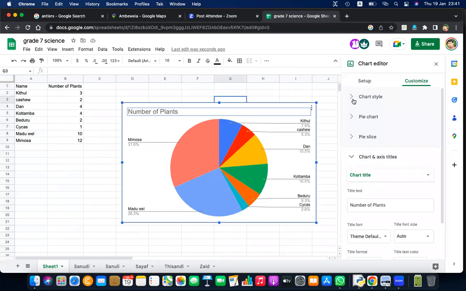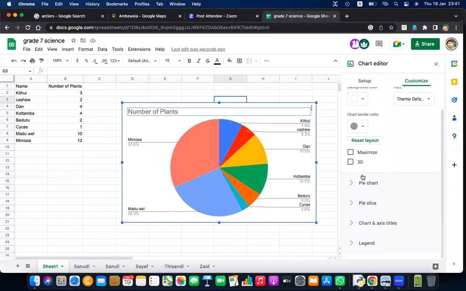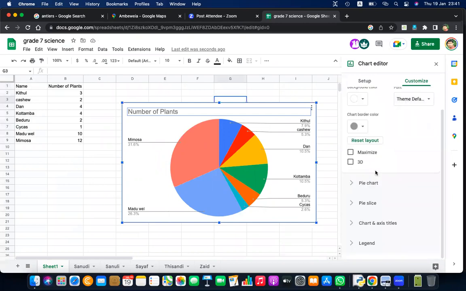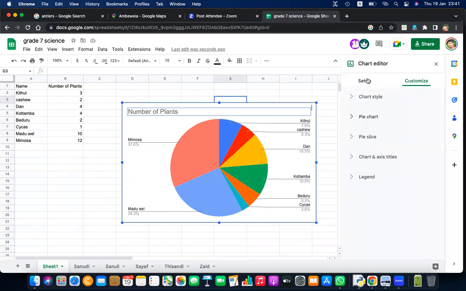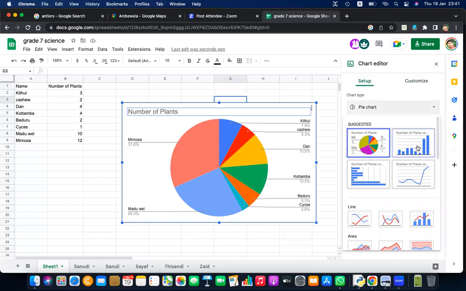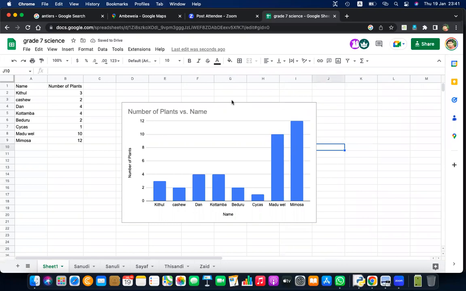But you can go to the chart style and change that. Go to the setup, not the customize, go to the setup, and change it to column chart. Then you can obtain this. So this is what they are asking you to do.